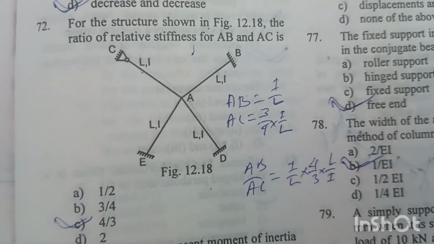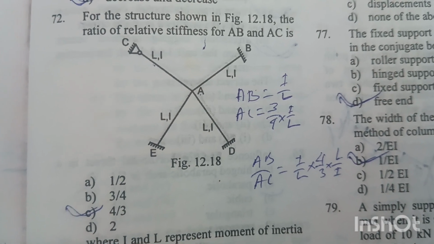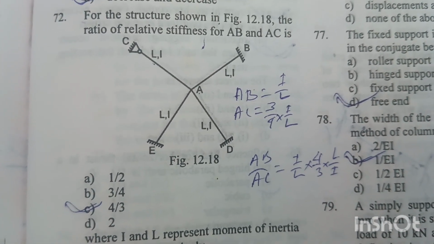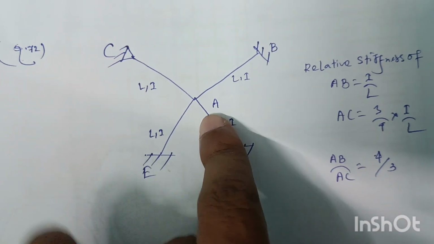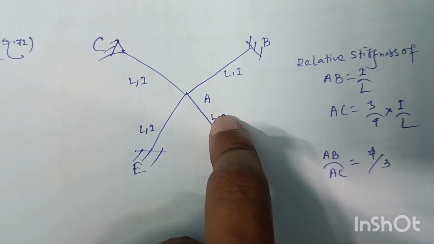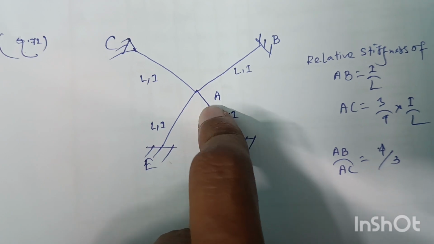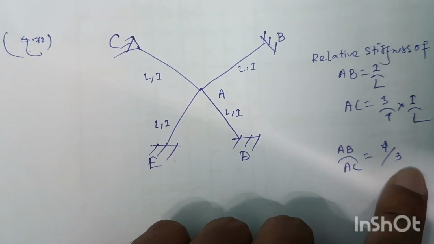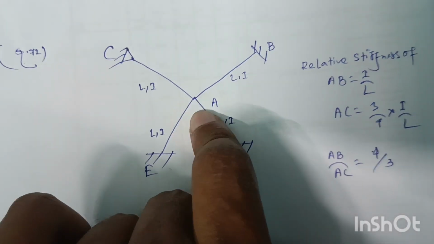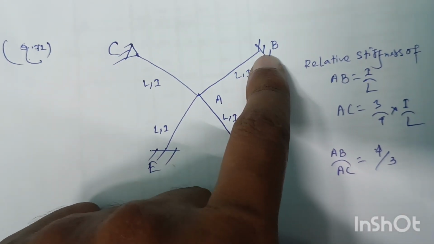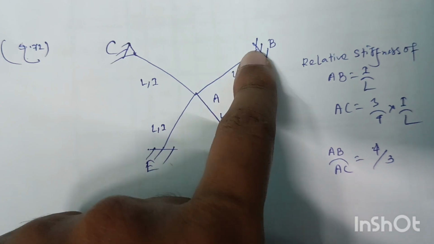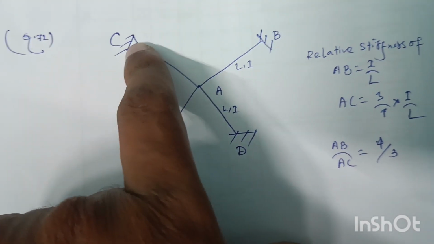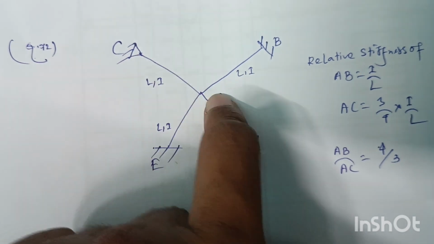Question number 72. For the structure shown in the figure 12.18, the ratio of relative stiffness for member AB and member AC is. The structure is drawn here. We need to find out the relative stiffness of the member AB and AC and make the ratio between AB and AC. The structure is fixed at end B for the member AB, and the structure is hinged for the member AC at end C.